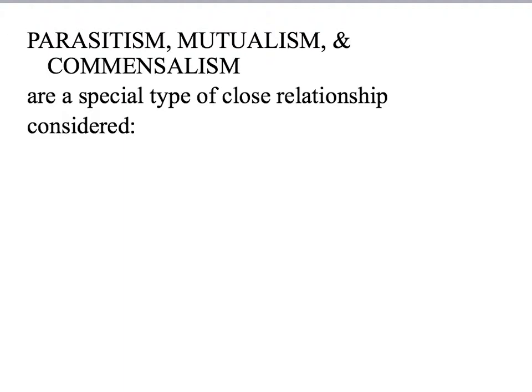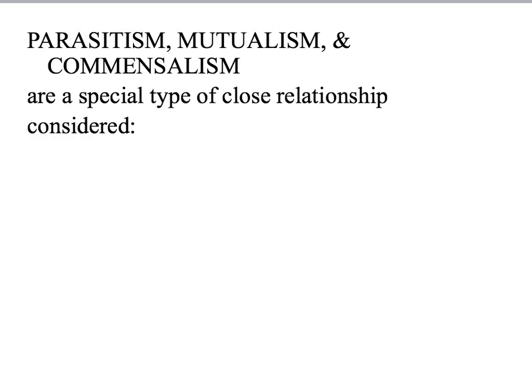So all of these things that we've talked about so far, most of them anyway, are parasitism, mutualism, and commensalism. Remember, parasitism was a type of predation. Mutualism was that plus-plus relationship. Commensalism was the plus-neutral relationship.